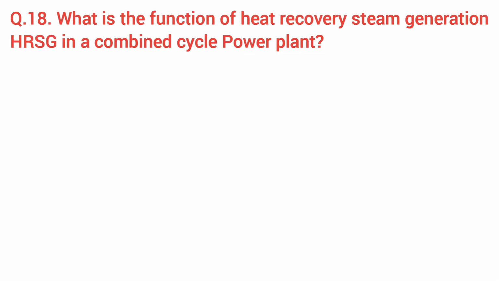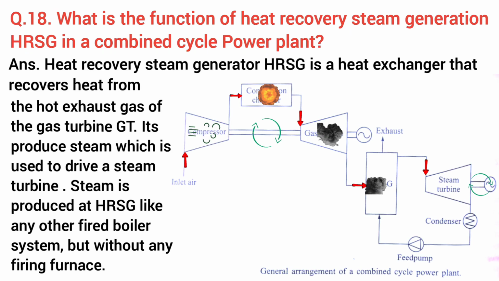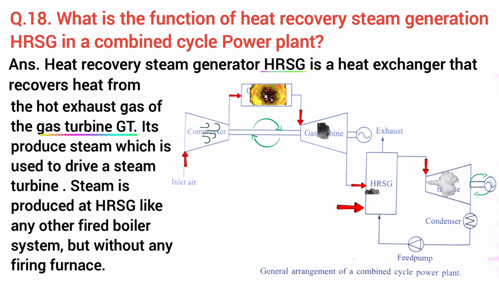What is the function of heat recovery steam generator HRSG in a combined cycle power plant? HRSG is a heat exchanger that recovers heat from the hot exhaust gas of the gas turbine, GT. It produces steam, which is used to drive a steam turbine. Steam is produced in the HRSG like any other fired boiler system, but without any firing furnace.